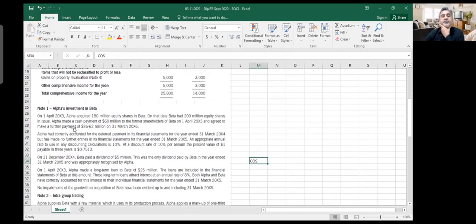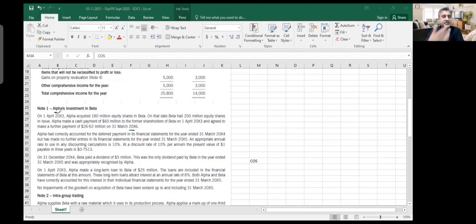On 1st April 2003, Alpha acquired 180 million equity shares in Beta. On that date, Beta had 200 million equity shares. So one thing is clear that Alpha is acquiring 90% of Beta and non-controlling interest is only 10%. Alpha made a cash payment of 60 million to the former shareholders of Beta on 1st April and agreed to make a further payment of 26.62 million on 31st March 2006. This is 2003, 2004, 2005, and 2006. So 3 years deferred payment.